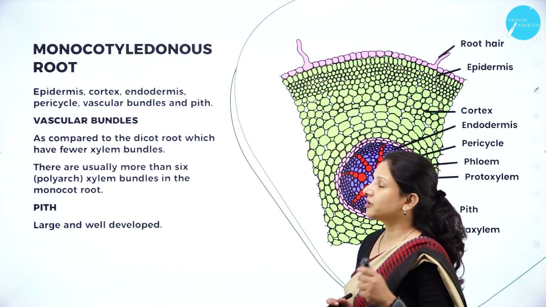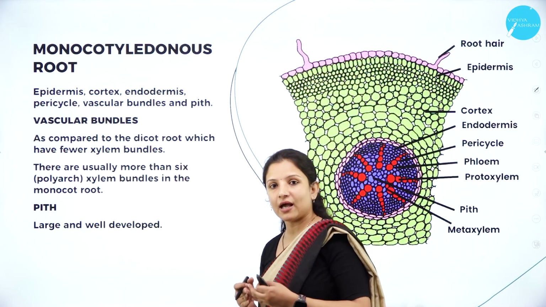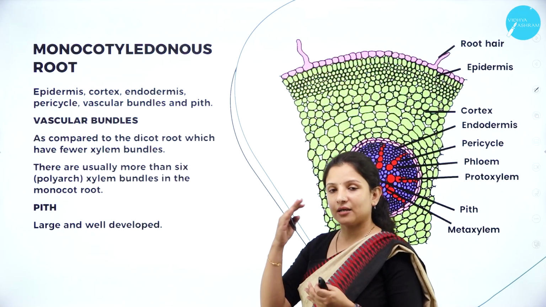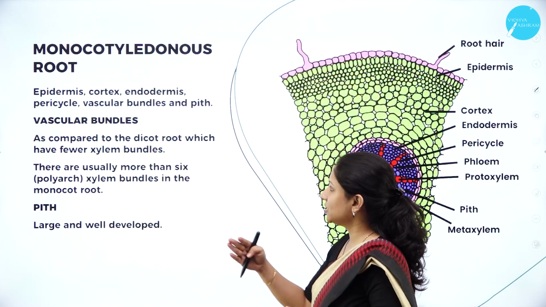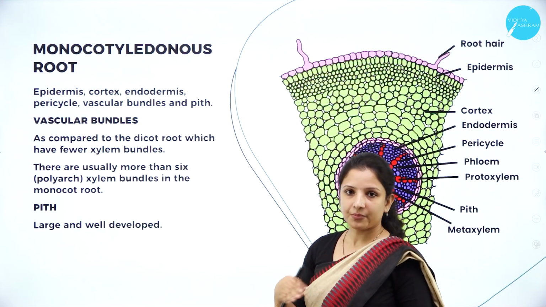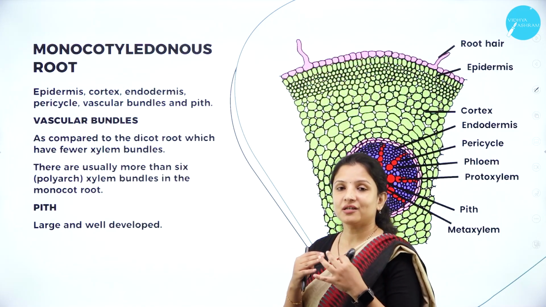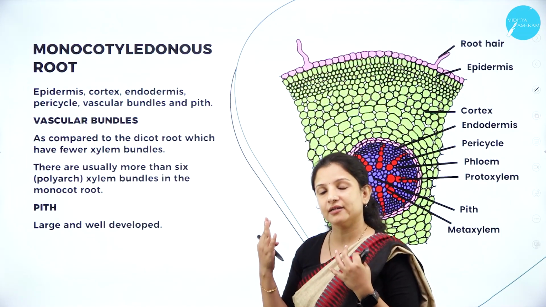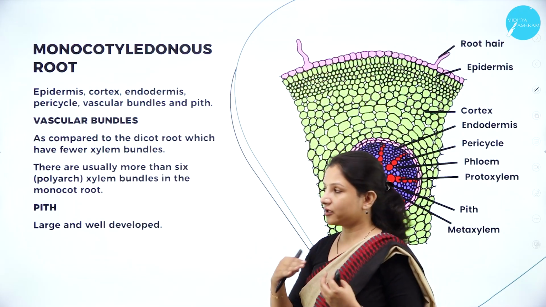Next, moving further to the monocotyledonous root. The monocotyledonous root also has the epidermis, then the cortex, then the endodermis, the pericycle, the vascular bundles and then the pith. Everything is almost the same. So we'll discuss the differences you find when you compare the dicot and the monocot root.